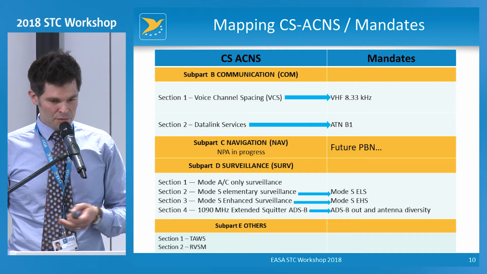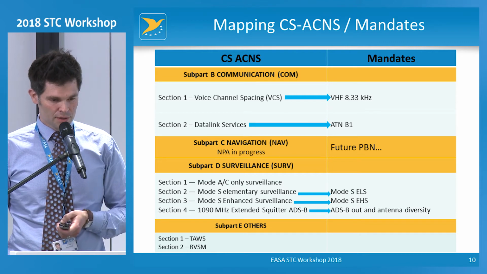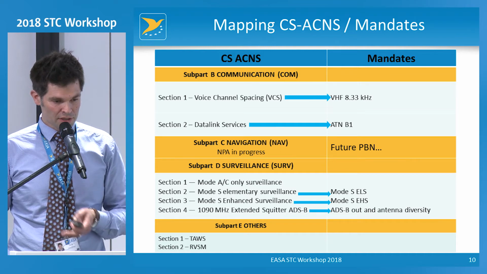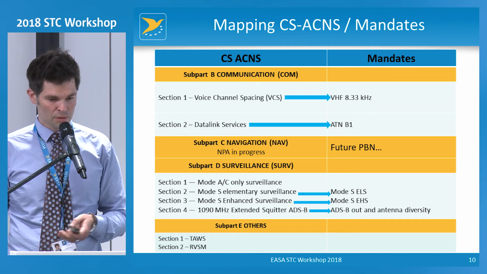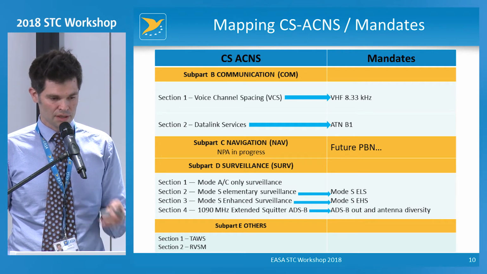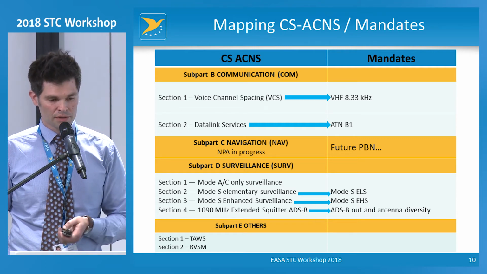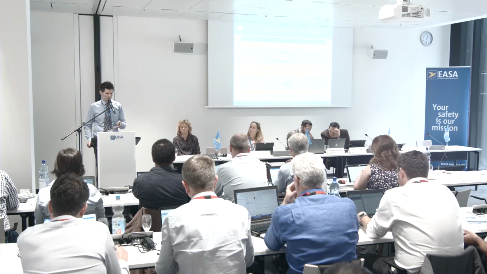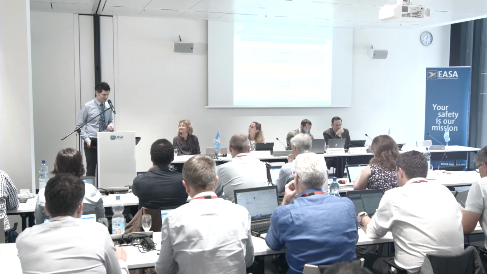And then we have the mandates on transponder, for which you have a dedicated section for each of the mandates. So Mode S ELS, it is section 2. Mode S EHS, this is section 3. And ADS-B out, this is section 4. And this is it for the mandates. And we'll let the floor to my colleague Carmen for the presentation of the new navigation part of the CS ACNS. Thank you, Nicola.